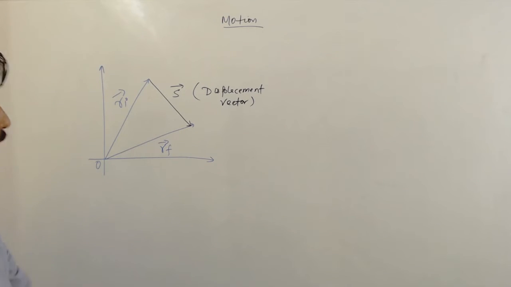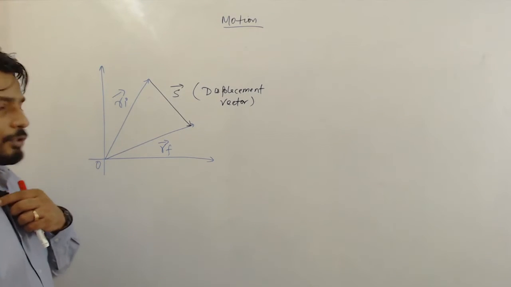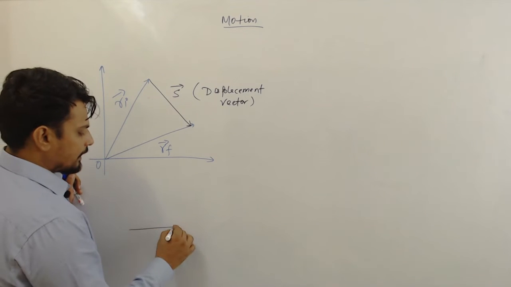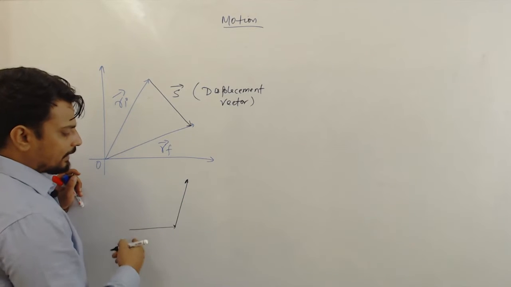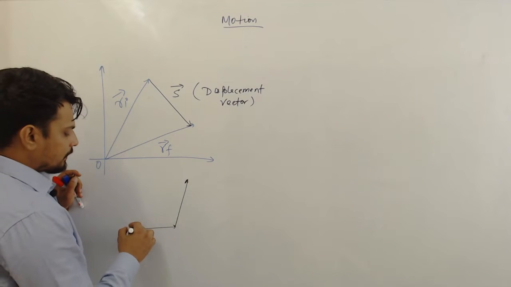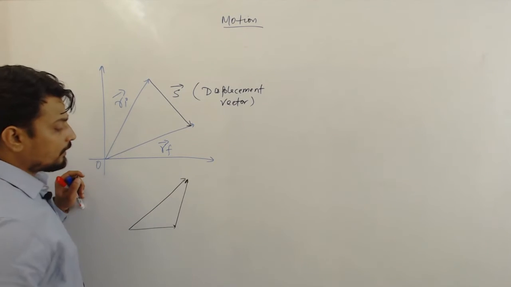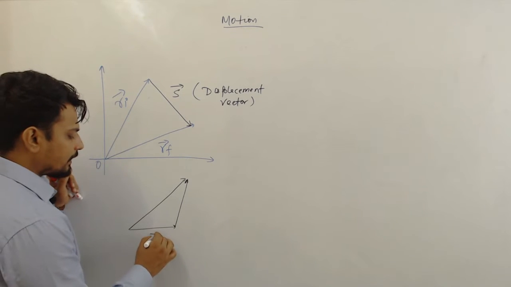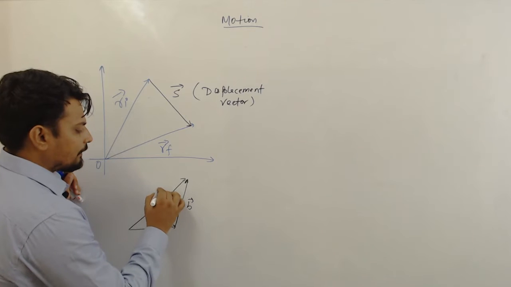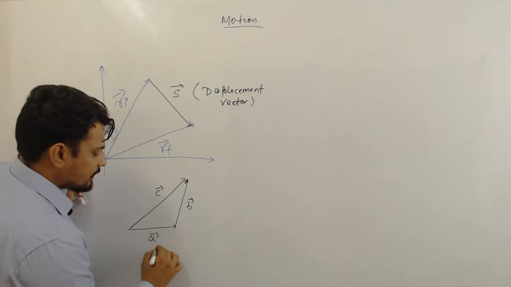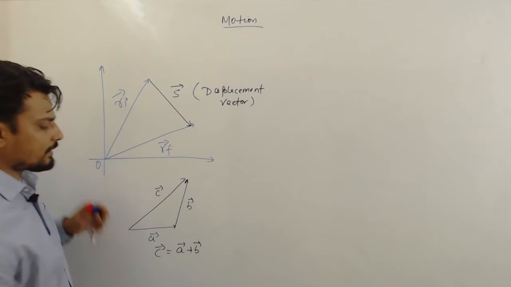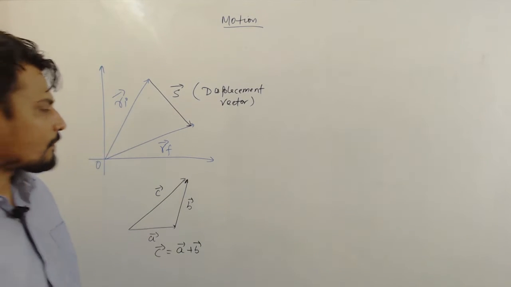Now, using the triangle rule of vector addition, I'm sure you must have read the triangle rule. नहीं तो एक बार बता देता हूँ. If two sides of a triangle are taken in the same direction, then the third side in the opposite direction will be the sum of these two vectors. Means, if this is your vector A, this is your vector B, and if it is C, then vector C could be written as vector A plus vector B. ऐसा होता है जी आपका triangle rule.